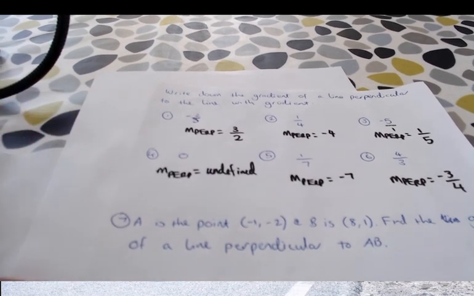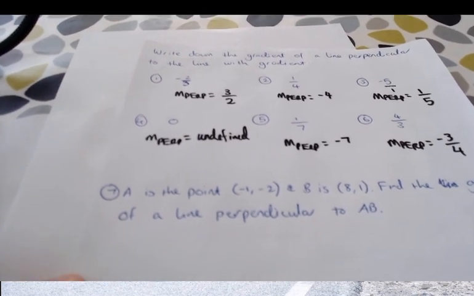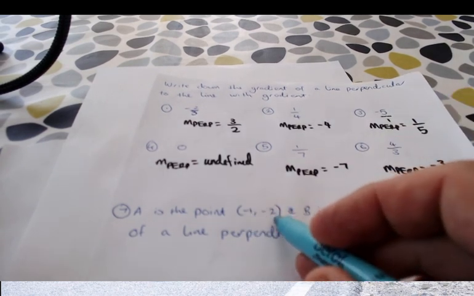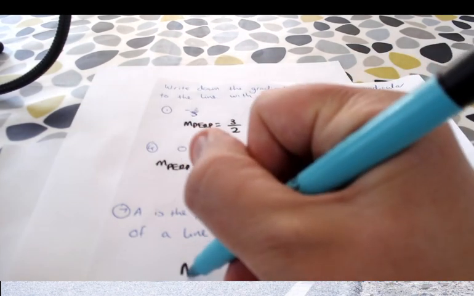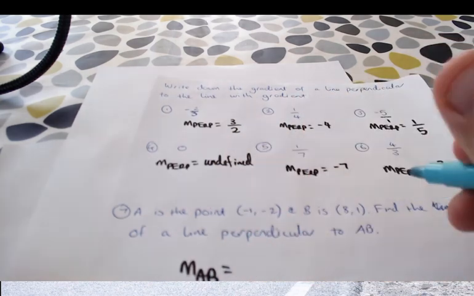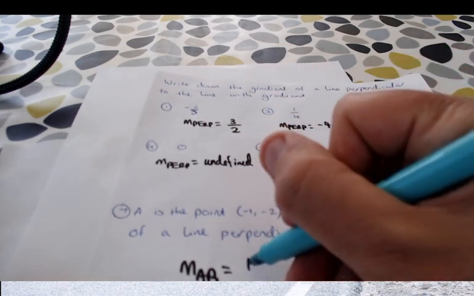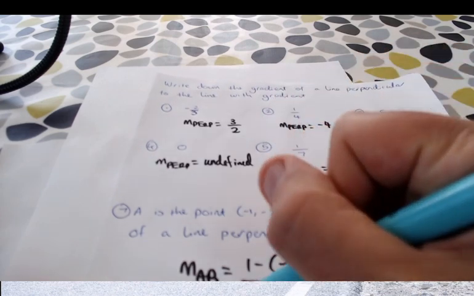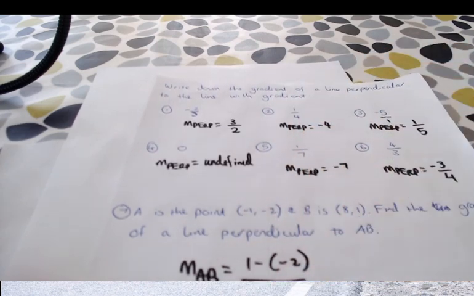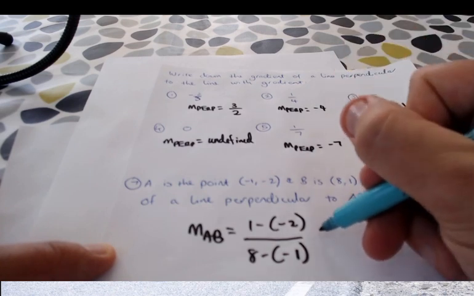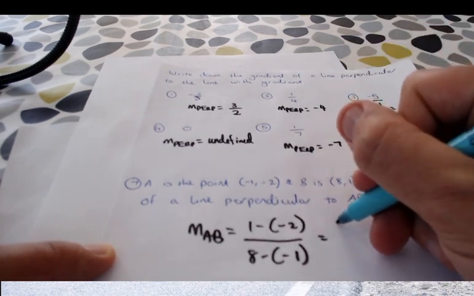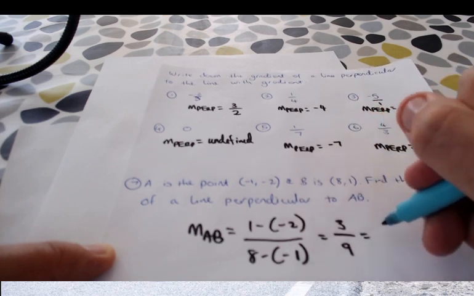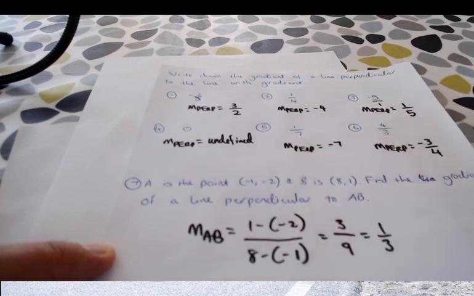Question 7. We're given two points, A and B, and we've got to find the gradient of a line perpendicular to them. So A is (-1, -2) and B is (8, 1). I'm going to get the gradient of AB. So it's going to be 1 take away -2 over 8 take away -1. 1 take away -2 gives me 3, and 8 take away -1 gives me 9. 3 over 9 simplifies to 1/3.